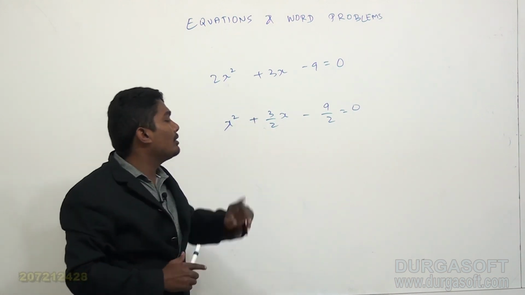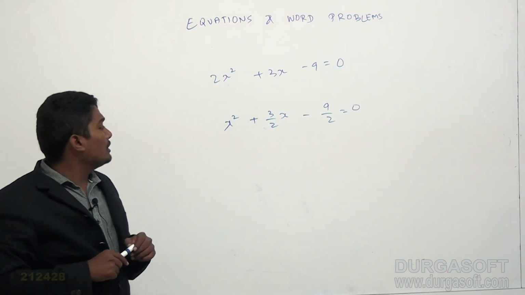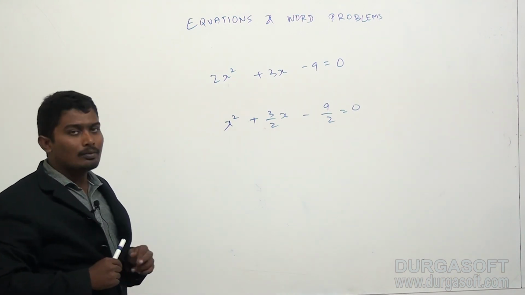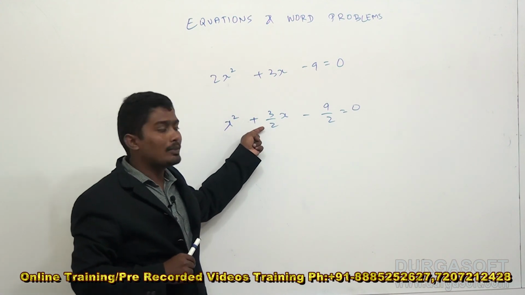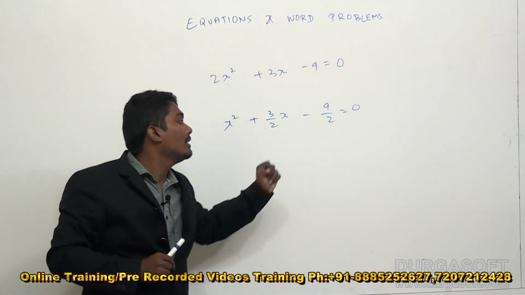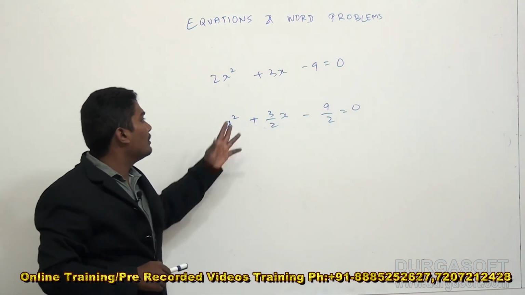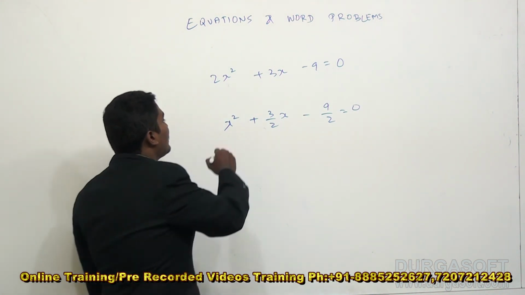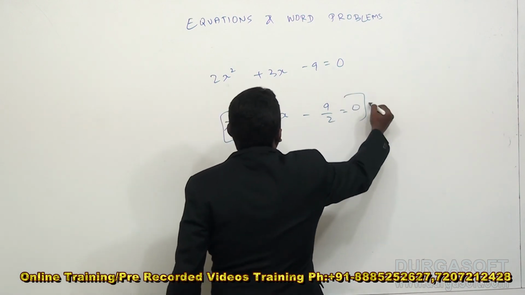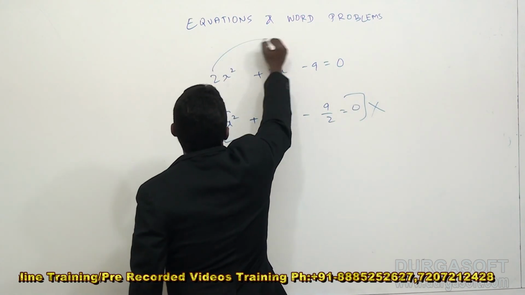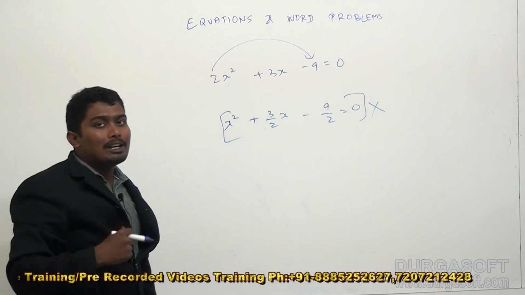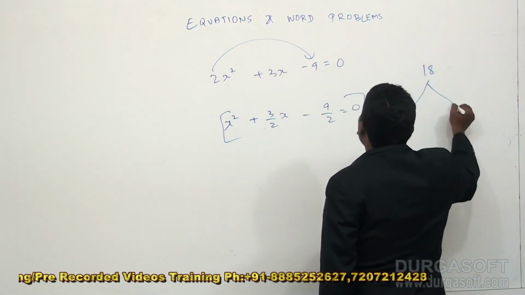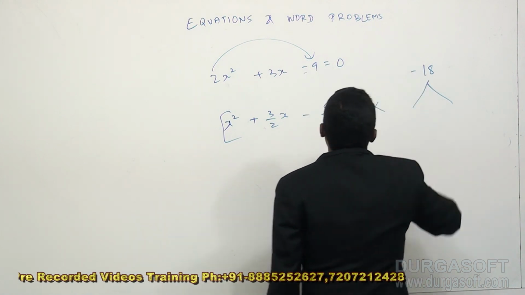So again 9 by 2 I have to write as a product of two numbers whose sum will be minus 3 by 2. However, if I need to write it that way, it becomes a bit complex. So to make my problem easier, I will write it in a different way. Instead, I will multiply 2 and 9. It becomes 18. So here the coefficient is minus, so minus 18.